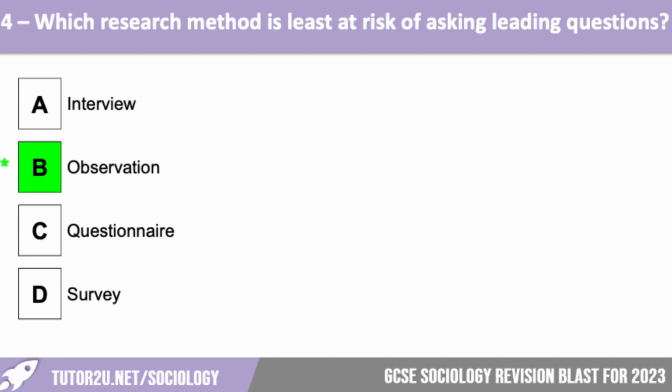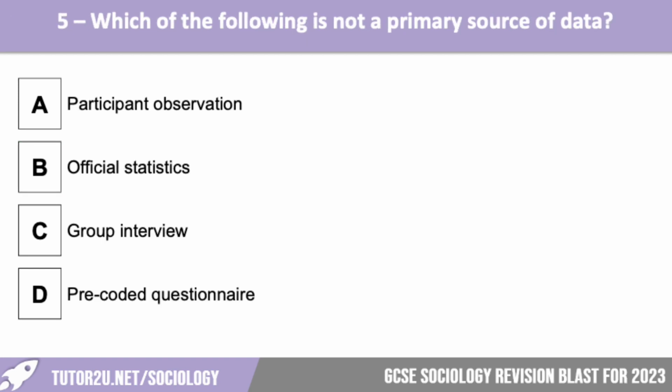Let's reveal. It is an observation. Simply because observations don't include questions. Number five, which of the following is not a primary source of data? A, participant observation, B, official statistics, C, group interview, or D, pre-coded questionnaire.